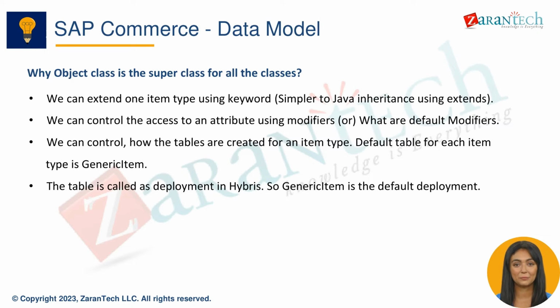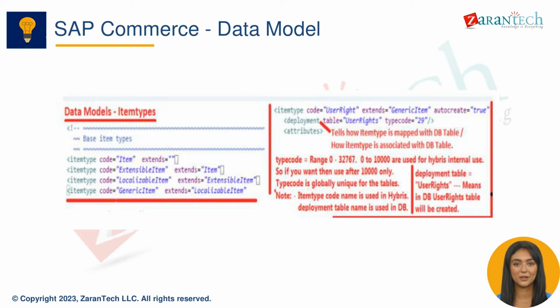Object class is the superclass in Hybris for several reasons. Enables extending one item type from another. Allows controlling attribute access via modifiers. Controls table generation. Generic item is default. Provides default deployment segmentation. This inheritance hierarchy enables effective data modeling. Here we see an example of extending the product item type from the generic item supertype. This allows inheriting common attributes.